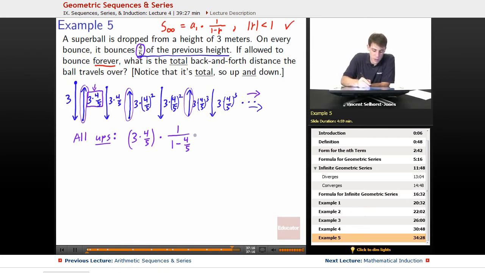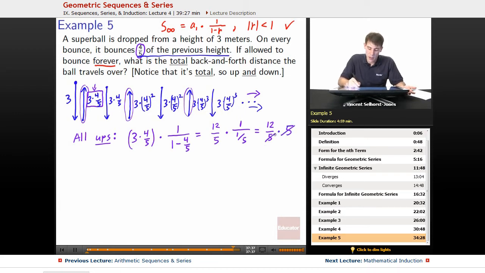Okay, keep going with this. So that's 3 times 4/5. Let's write it as 12/5. 12/5 times 1 over 1 minus 4/5, which is 1/5. Well, 1 divided by 1/5 is 5, so 12 over 5 times 5, so the 5 times 1/5 cancels out. So we've got 12 meters total of bouncing for our up values. So 12 meters total for our up values.